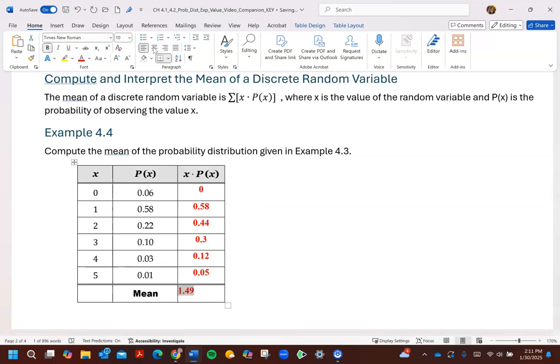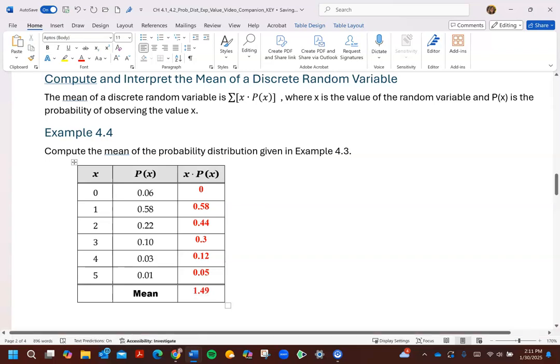and that is the mean of this probability distribution. That just means it's the weighted average of those probabilities.